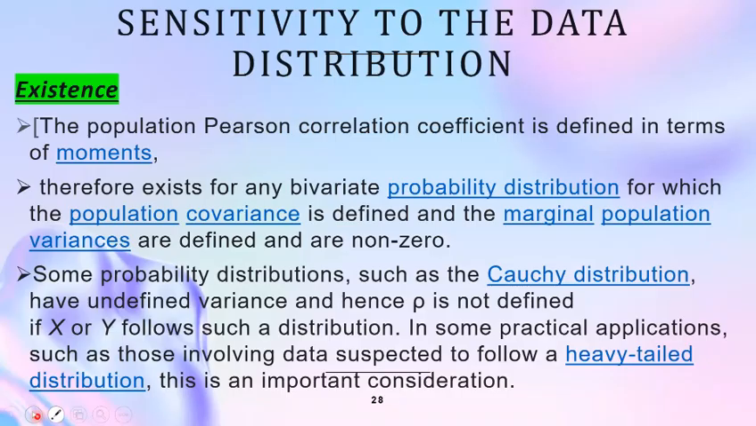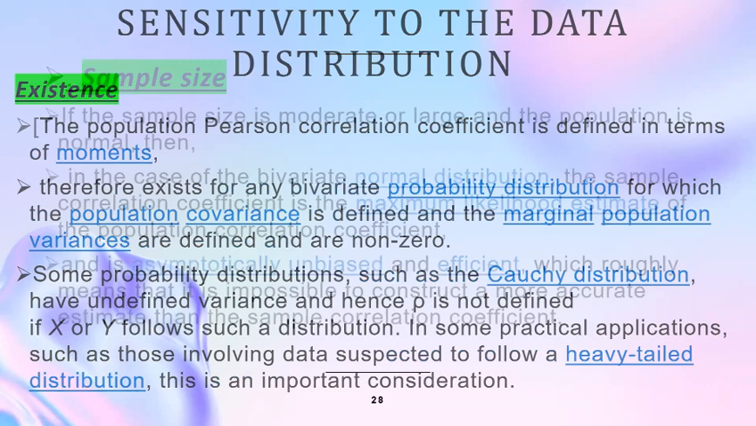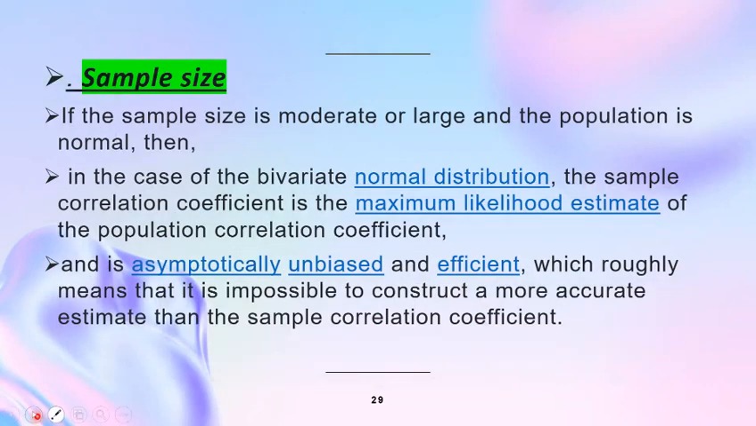So, sensitivity to the data distribution: how are we going to look at the properties which we would be discussing with the Pearson correlation? How is the existence going to be explained? The population Pearson correlation coefficient is defined in terms of moments. Therefore, it exists only for bivariate probability distributions for which the population covariance is defined and the marginal population variances are defined and are non-zero. Now, how are we going to express it for the sample size?